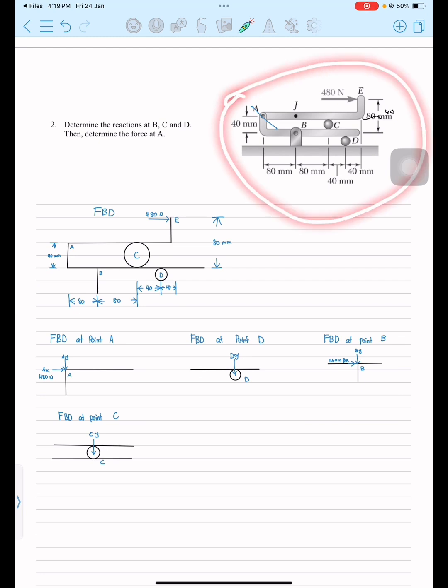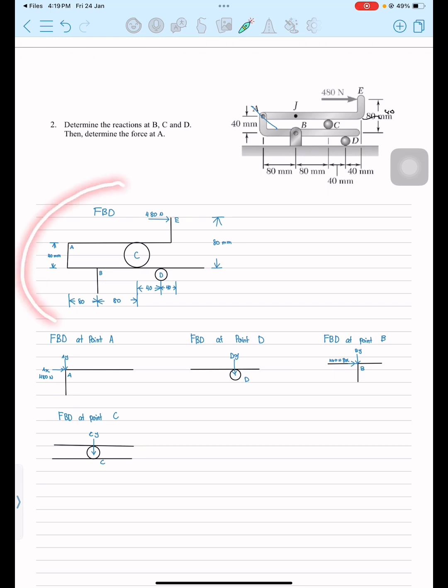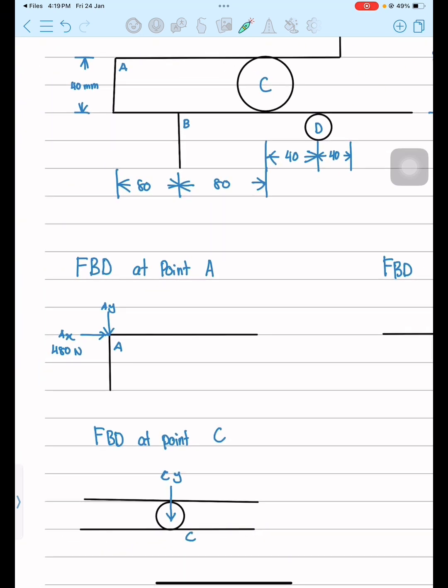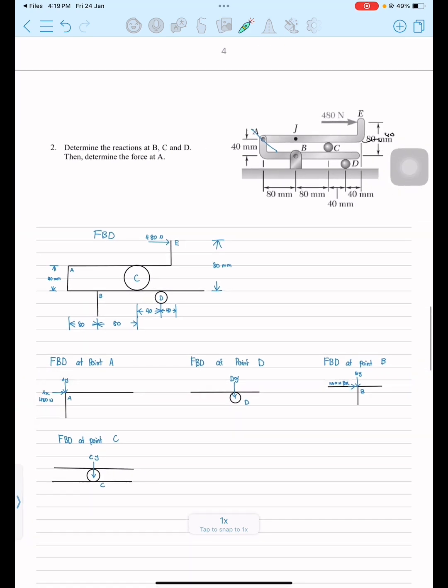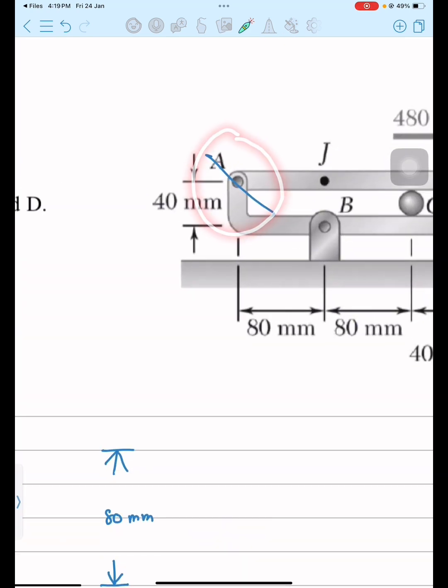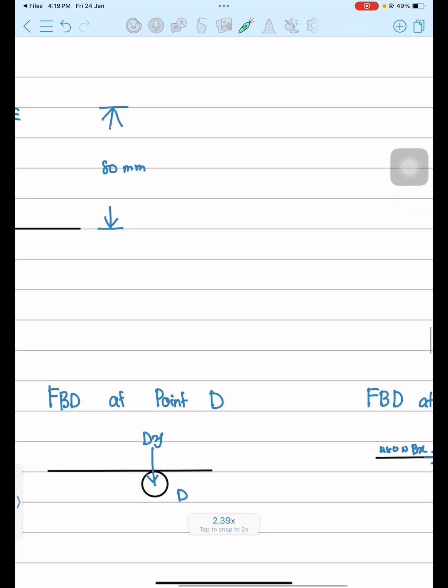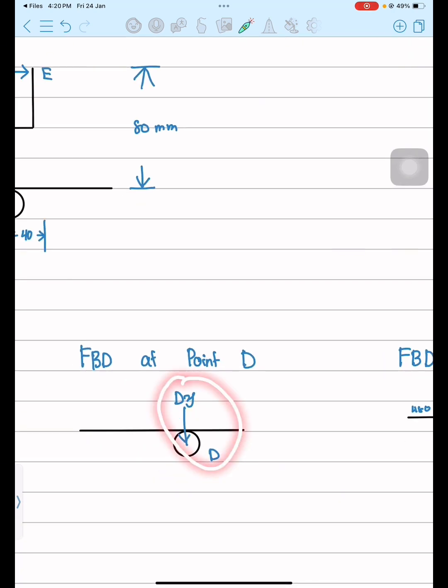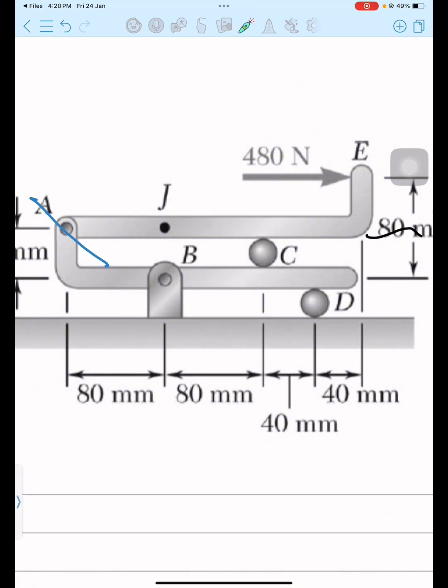So this is the diagram that the question gave. Firstly, we do the free body diagram for the picture given. I draw the free body diagram at point A, point D, point B and point C. Point A already has Ay and Ax because it is a pin support. At point D, we only have Dy because it's a roller. A roller does not have Dx.